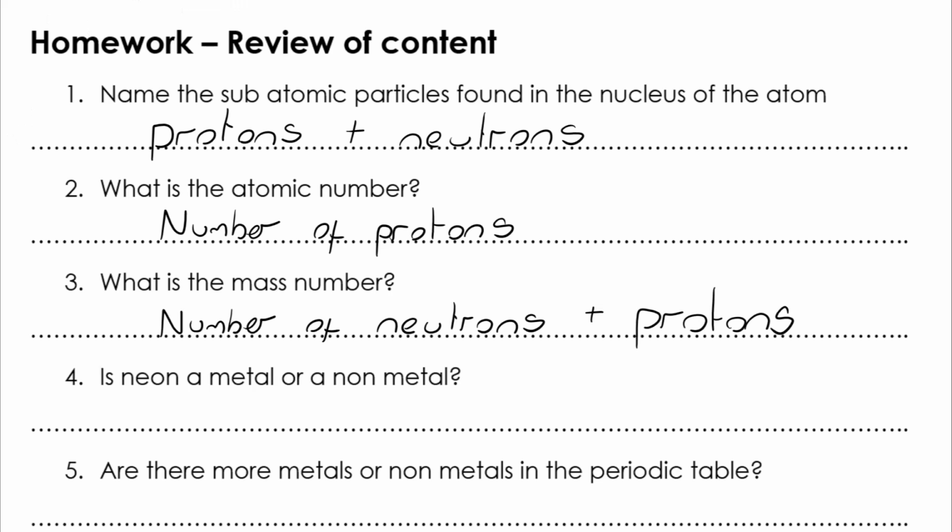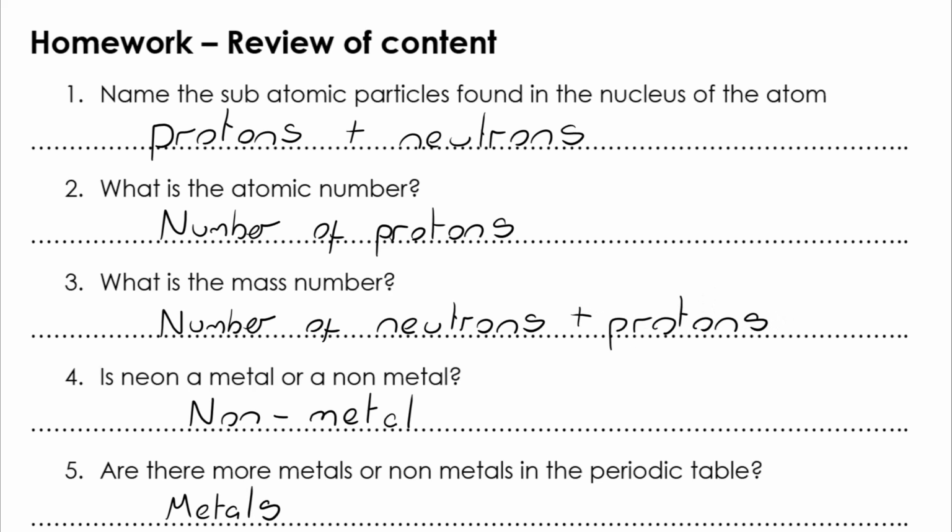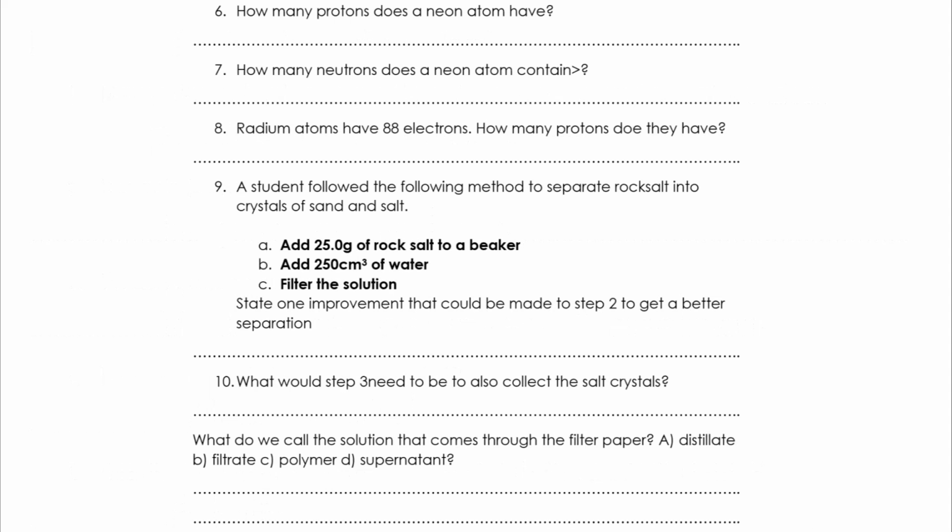Is neon a metal or a non-metal? It's a non-metal. We can identify that from its position on the periodic table. It's on the right-hand side. And there are more metals than non-metals. They make up approximately 75% of the table. Next few questions for you to try.